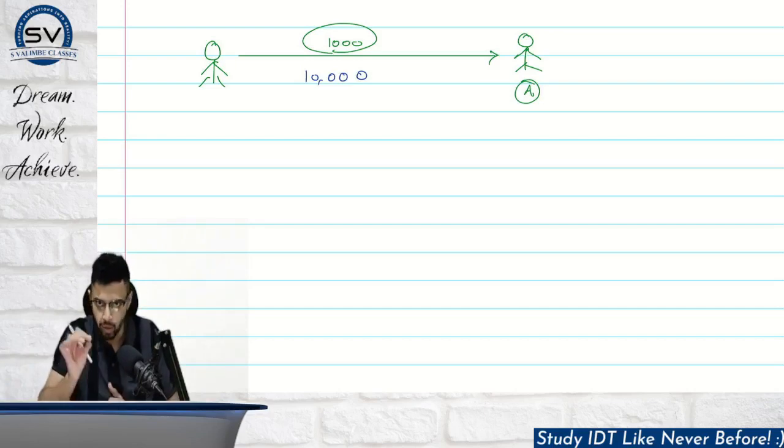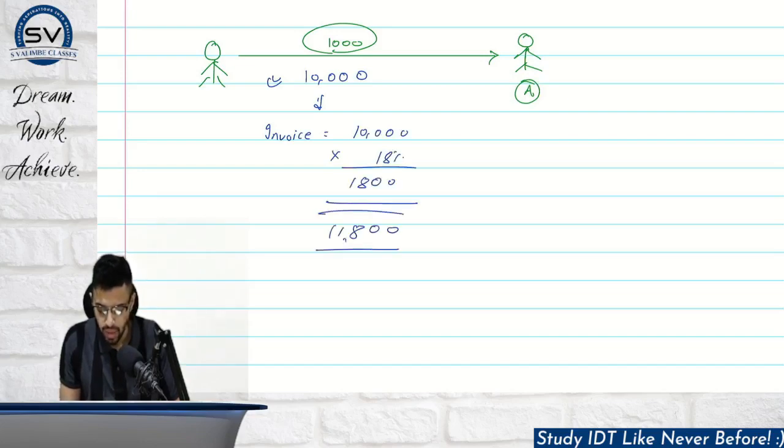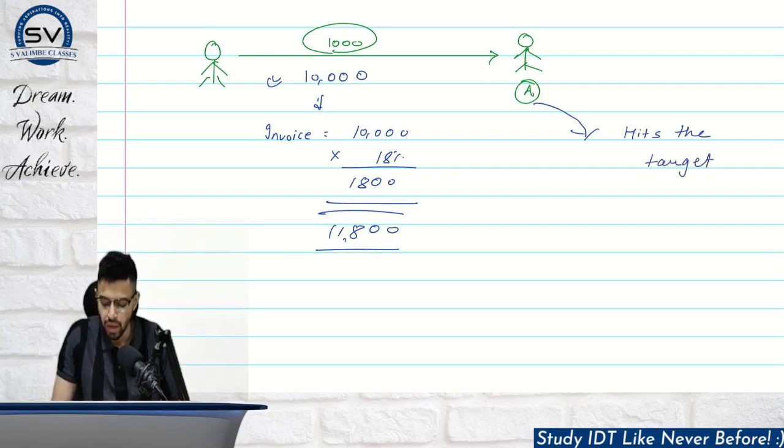Now tell me one thing. During the supply, during the invoice, what was the amount charged? 10,000. In the invoice, what was the amount charged? 10,000. What was the GST portion? Let's say 18%. So 1800 GST, total 11,800. Now, let's say Mr. A hits the target. Now, I will issue to Mr. A a credit note. Credit note, why? Because I will be paying him 1,000 rupees. That is the discount portion.